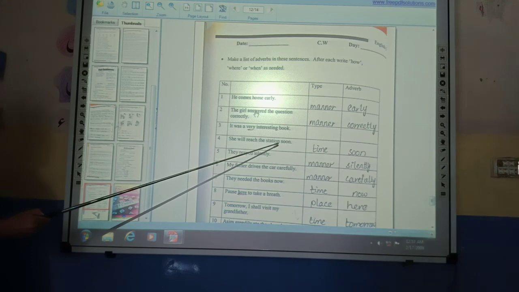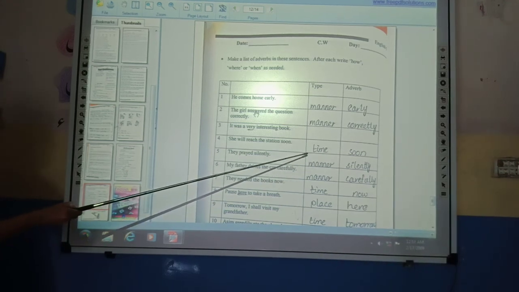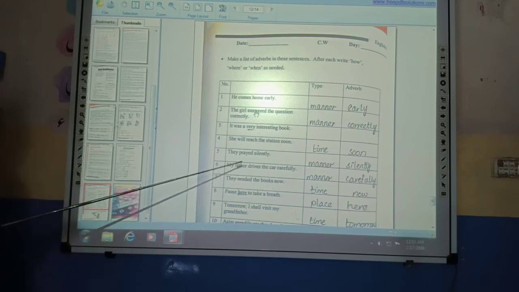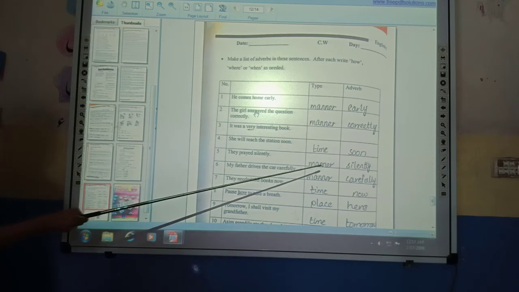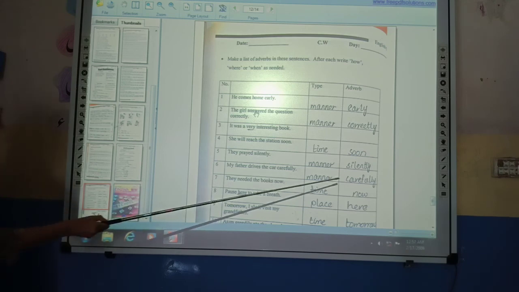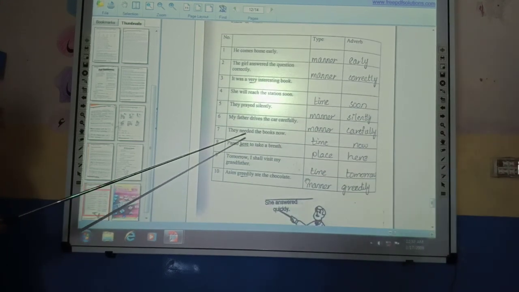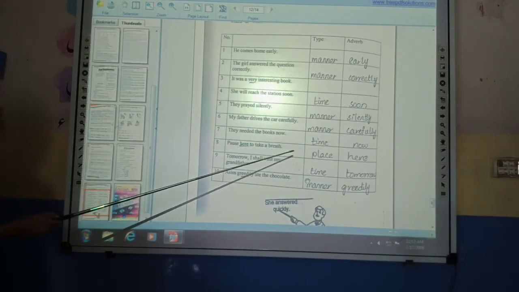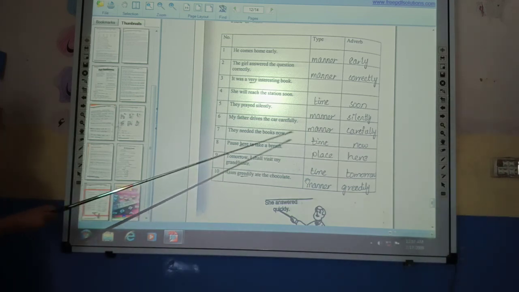She will reach the station soon. Soon is the adverb, and this is the adverb of time. They played silently. Silently is the adverb, and this is the adverb of manner. My father drives the car carefully. Carefully is the adverb, and this is the adverb of manner. They needed the books now. Now is the adverb, and this is the adverb of time.